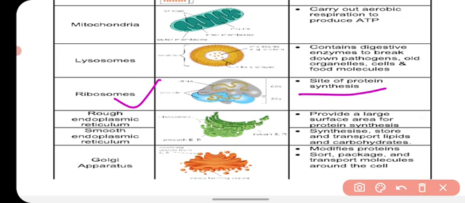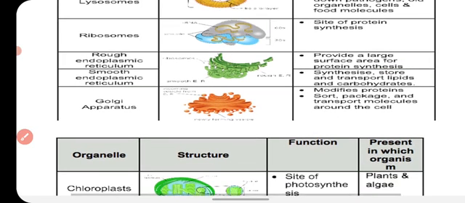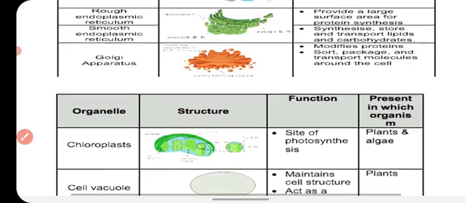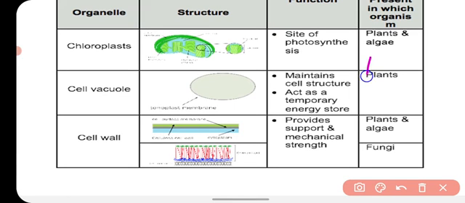Ribosomes, this is the site of protein synthesis. Endoplasmic reticulum provides a large surface area for protein synthesis. They also synthesize, store and transport lipids and carbohydrates. Golgi apparatus modifies proteins, and sorts, packages and transports molecules around a cell. Chloroplast, site of photosynthesis. They produce glucose for the plant. They are known as the kitchen of the cell. Cell vacuole maintains the cell structure and acts as a temporary energy store. They are the storeroom of the cell. Cell wall provides support and mechanical strength in plants. So these are the functions of the cell organelles.